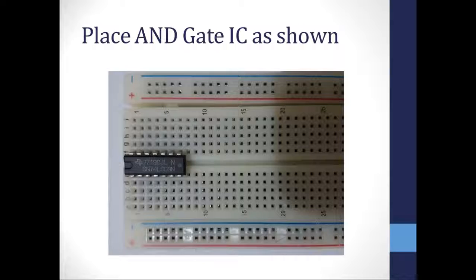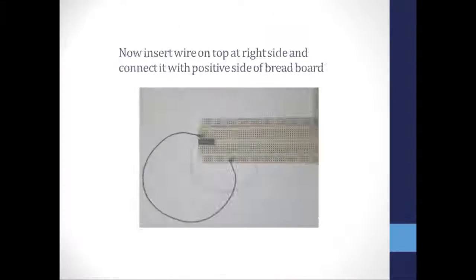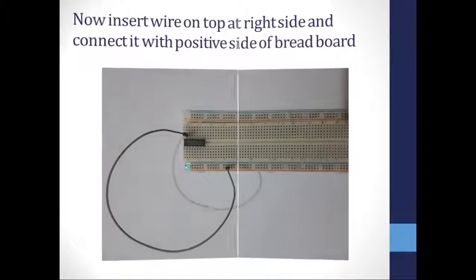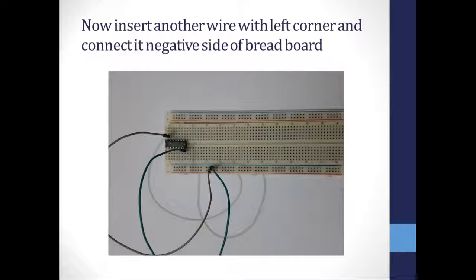Okay. Now insert a wire at the top on the right side and connect it to the positive side of the breadboard. Just see, it is connected here and here, which is the positive side. The positive side is being given here. And now insert another wire at the left corner and connect it to the negative side of the breadboard. Just see, this wire is connected here, this wire here.